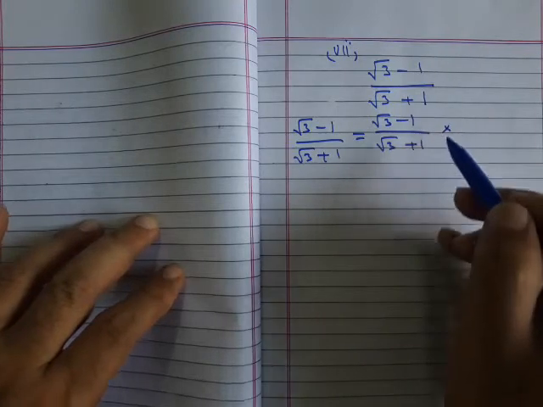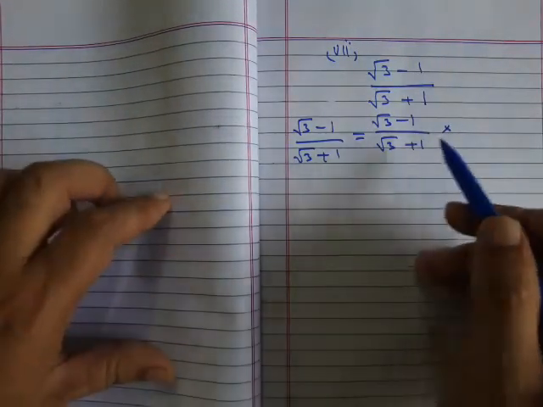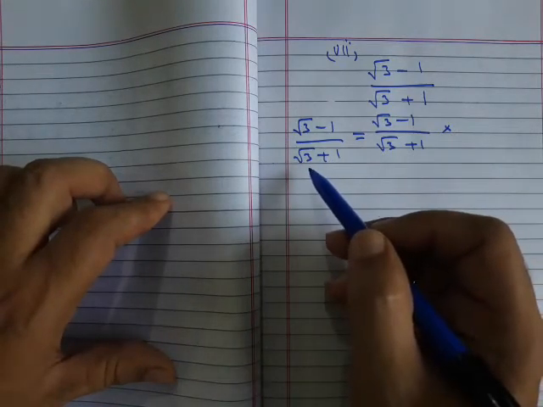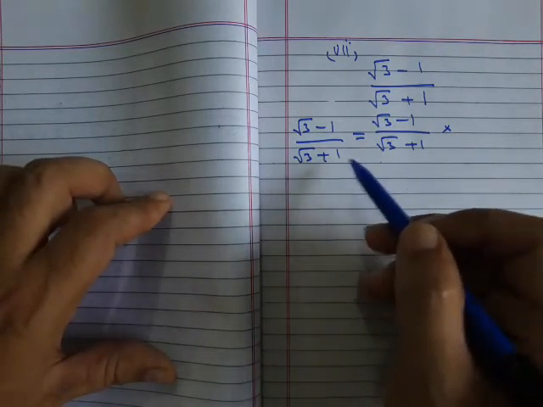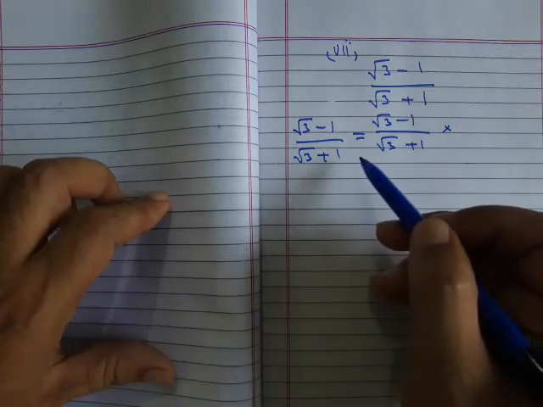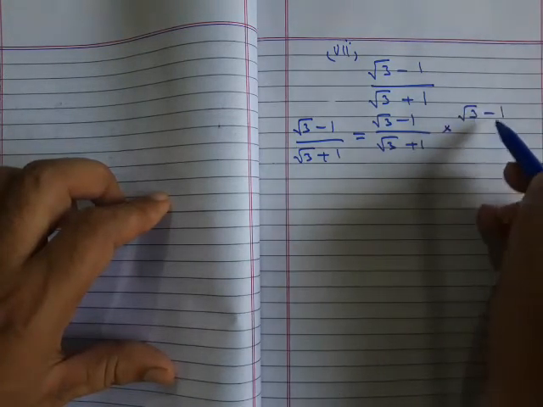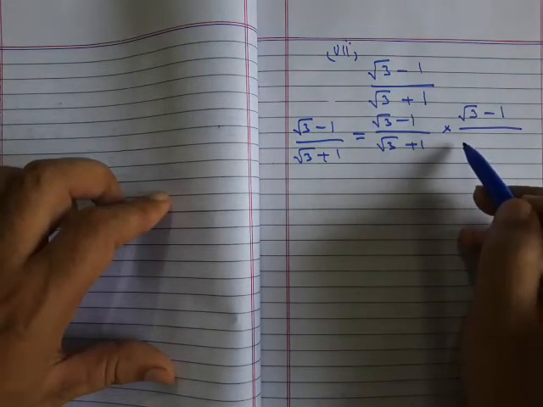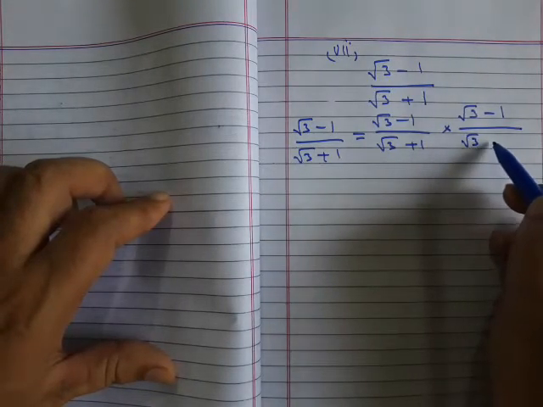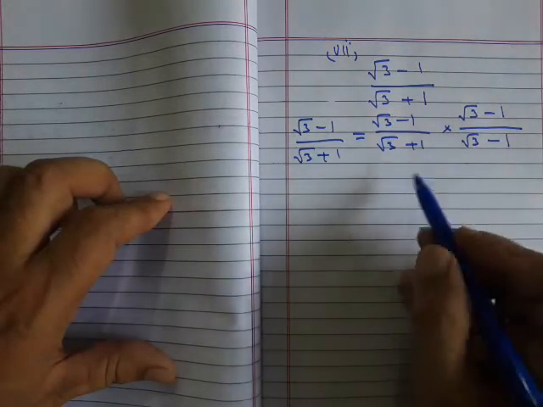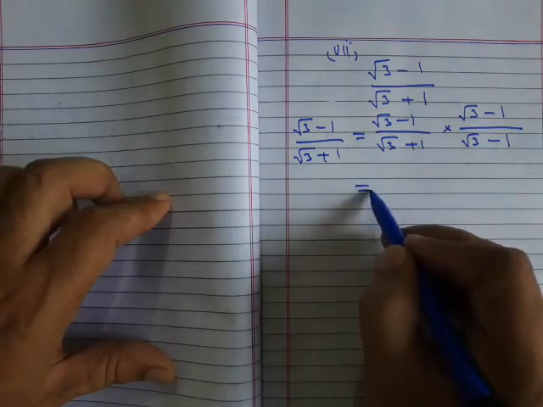Now multiply and divide with the conjugate of the denominator. What is the denominator? Under root 3 plus 1. Its conjugate is under root 3 minus 1, over under root 3 minus 1. This is the conjugate of under root 3 plus 1. Now we have to simplify it.